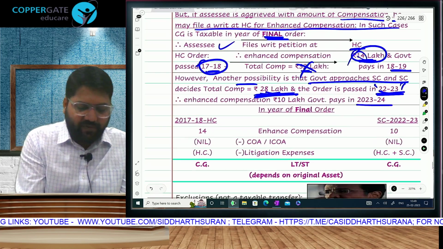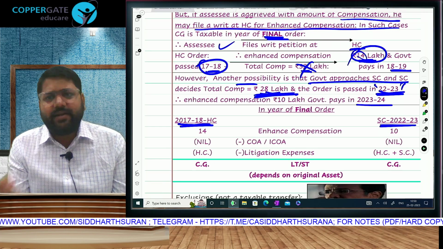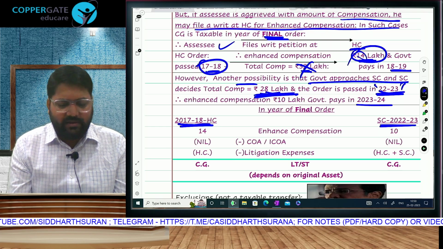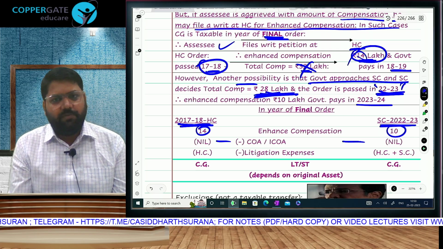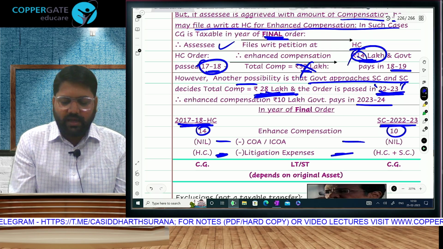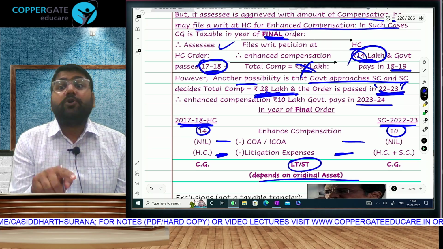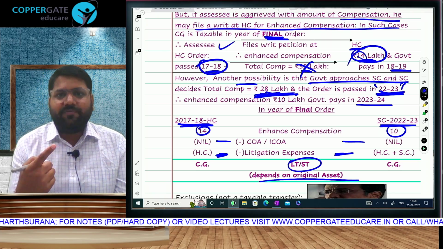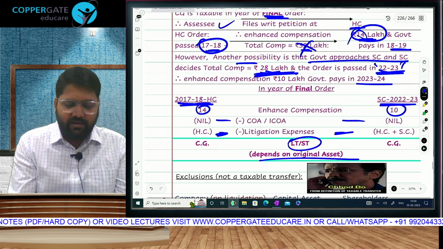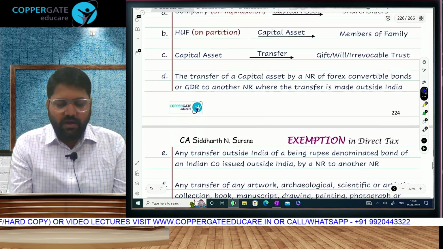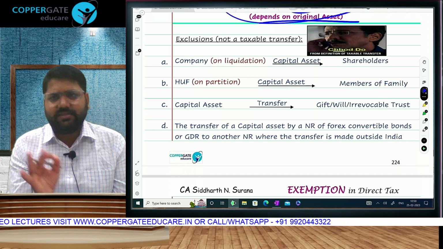So, in the year of the final order, if the High Court order is final, then 17-18 in our example, and if the Supreme Court order is final, then 22-23 in our example. In the year of the final order, the amount of enhanced compensation, here it was 32 minus 18, here it was 28 minus 18. Obviously, cost will be 0 because you have already taken the deduction, but the court case expenses, the litigation expenses, deduction will be given, and this capital gain will be long term or short term depending on the original asset, because the type of gain depends on the type of asset. If this asset which was compulsorily acquired is long term, then this gain will be long term, otherwise short term. Understood?